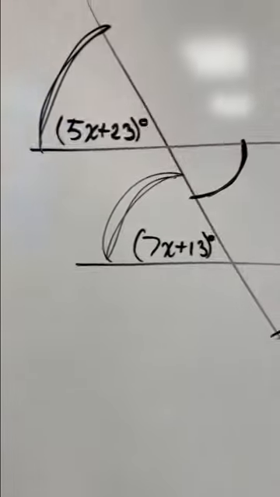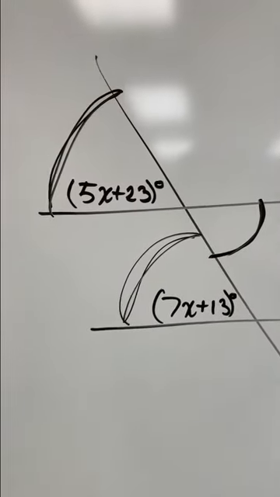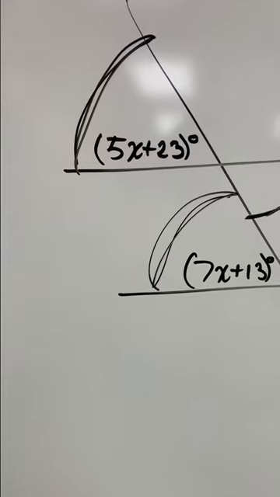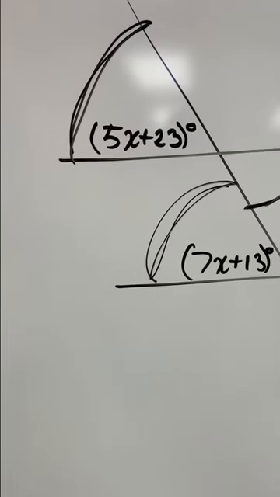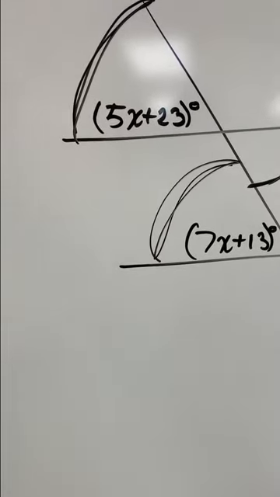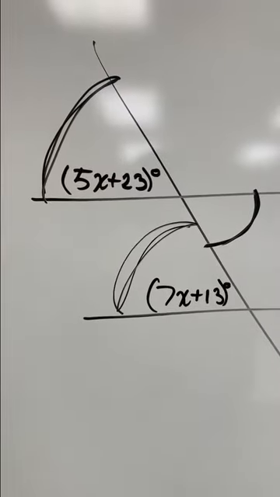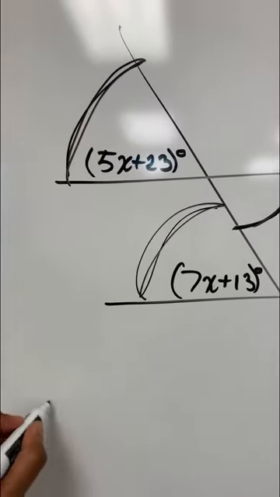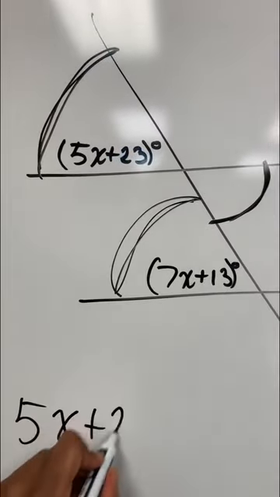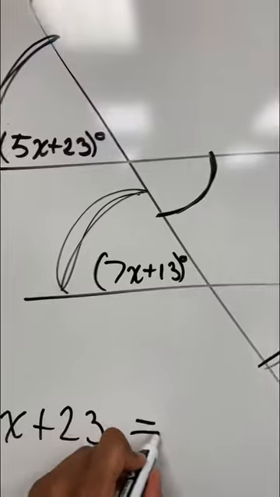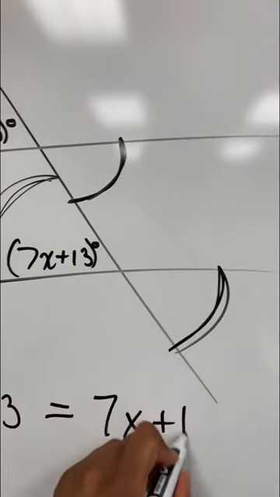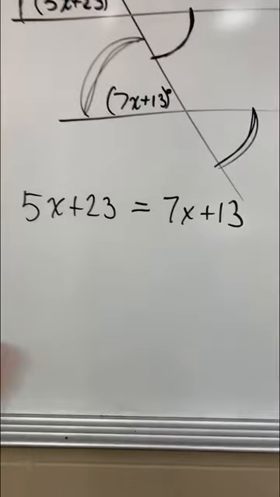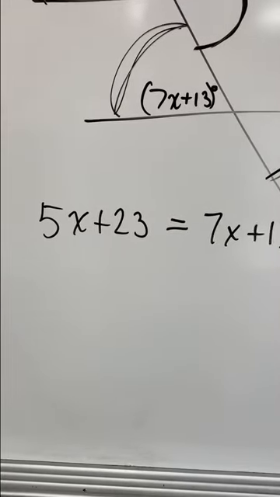If this is 50 degrees and that's 50 degrees, that means they're equal to each other. The key is I said something very important. I said they are equal to each other. So if you get away from focusing on what is x for the moment and focus on they are equal to each other, therein lies how you set up the problem. They are equal to each other. So I say 5x plus 23 is equal to 7x plus 13. That's what's going to get me to set up the problem. Once I know that, I can figure out what x is.